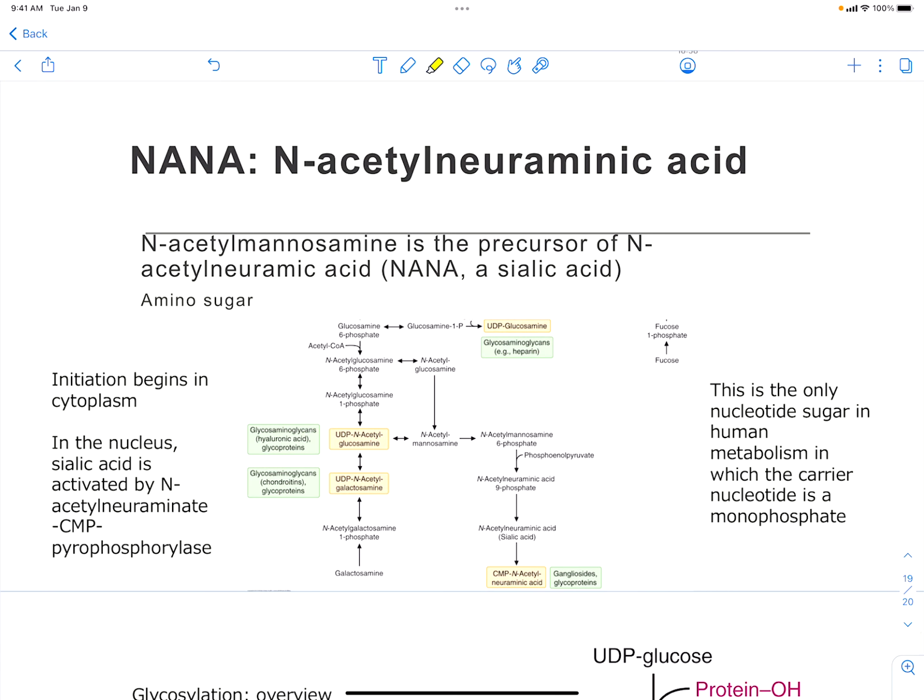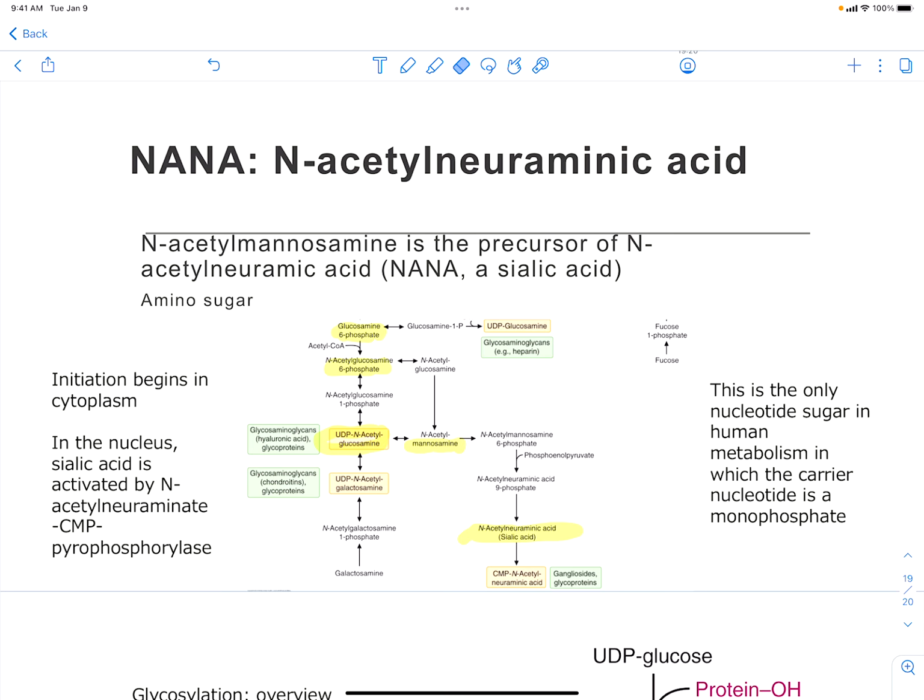Now, sialic acid or NANA, N-acetylneuraminic acid, is going to be made from N-acetylmannosamine. So again, we have our glucosamine 6-phosphate gets acetylated, and after acetylation, it has 2 routes to become sialic acid. It can go through UDP N-acetylglucosamine, or it can go through N-acetylglucosamine without the UDP, and it becomes basically mannosamine. So N-acetylmannosamine is a precursor for sialic acid.